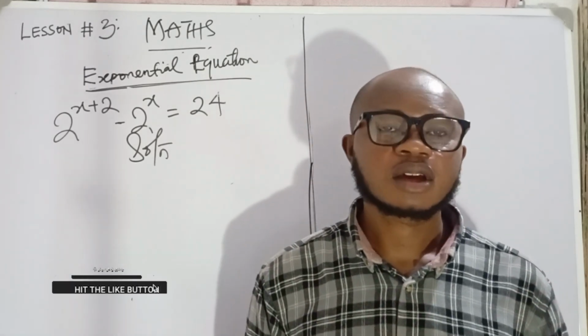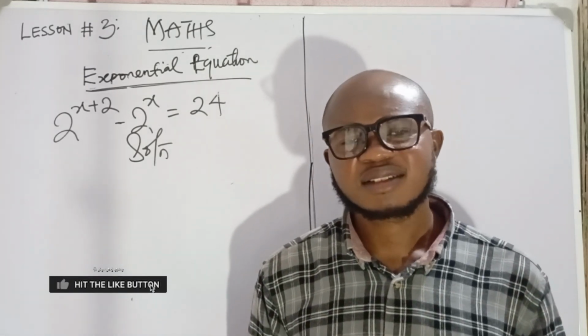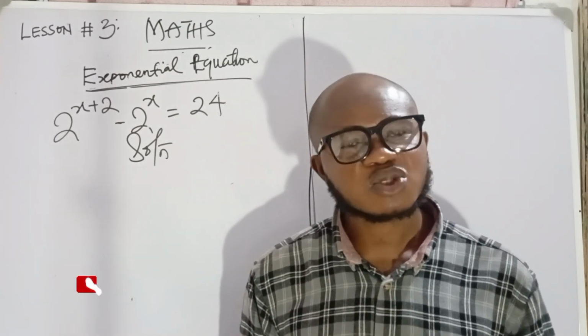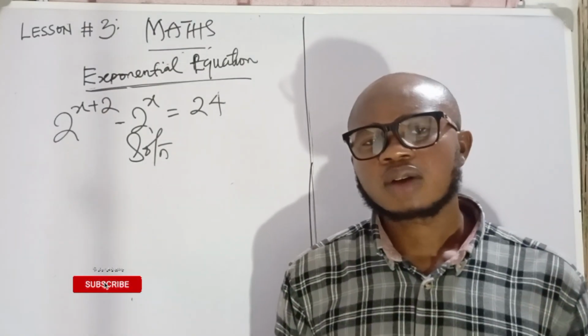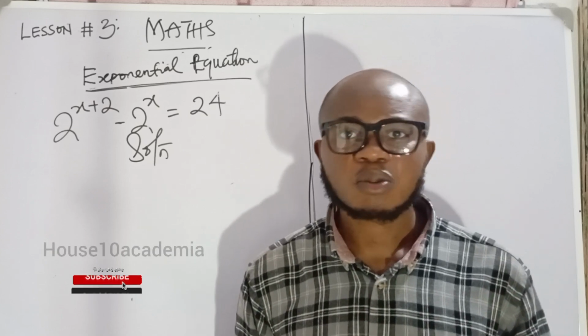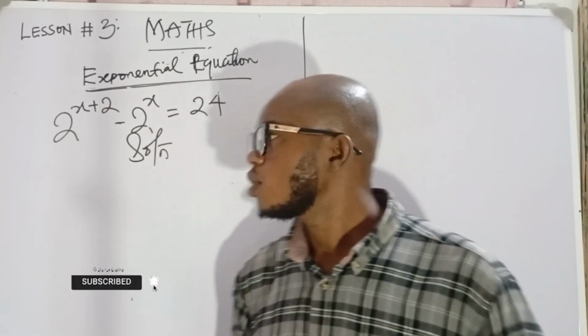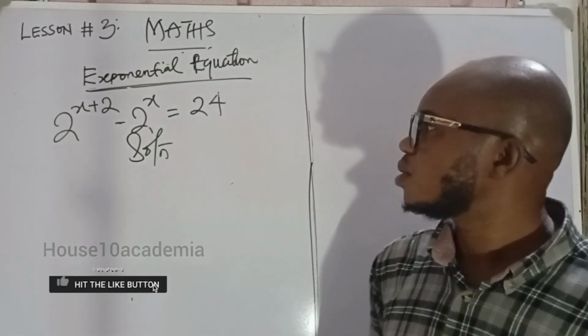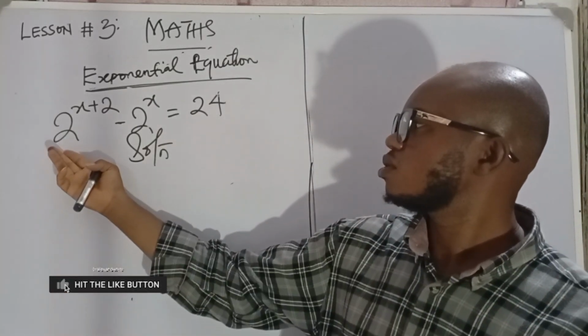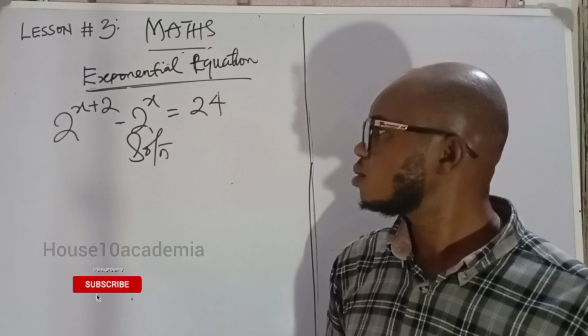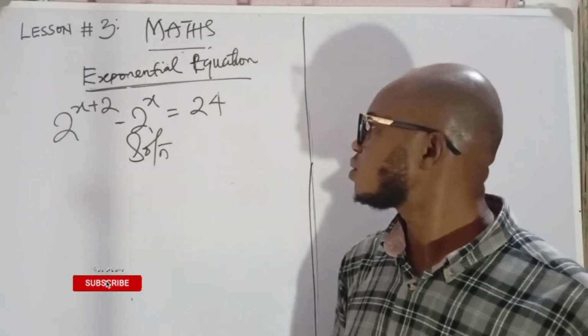This is where we unravel the secret behind mathematics and how to solve problems relating to mathematics, how to make complex mathematics issues become easier for our learners. Okay, we have a question before us. We have 2 raised to power x plus 2, minus 2^x, equals to 24.